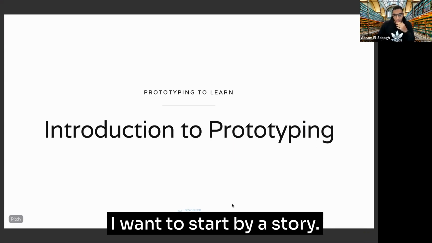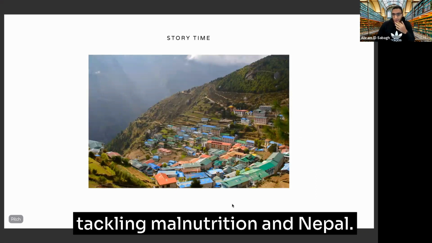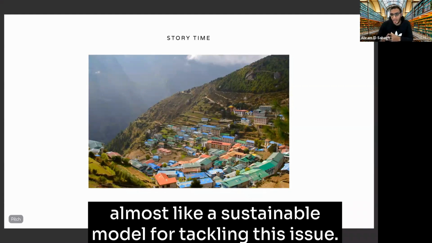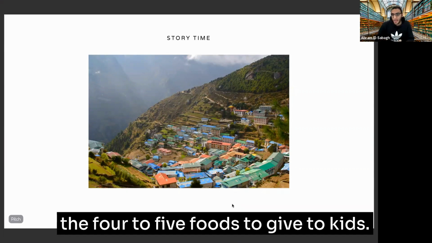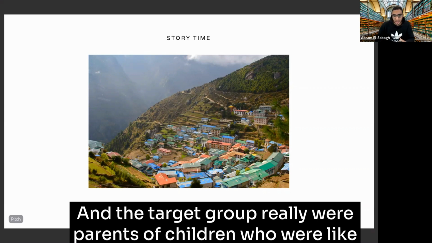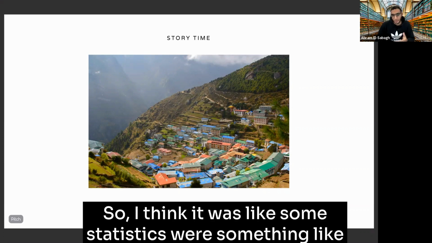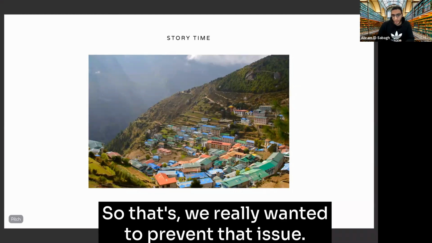I want to start with a story. One project that we were working on was tackling malnutrition in Nepal. We were trying to create a sustainable model for tackling this issue. That means business was involved, government was involved. There was a company creating fortified foods to give to kids. The target group was parents of children between the ages of 0 and 12. Some statistics were something like 40% of kids were stunted by the time they were teenagers. So we really wanted to prevent that issue.